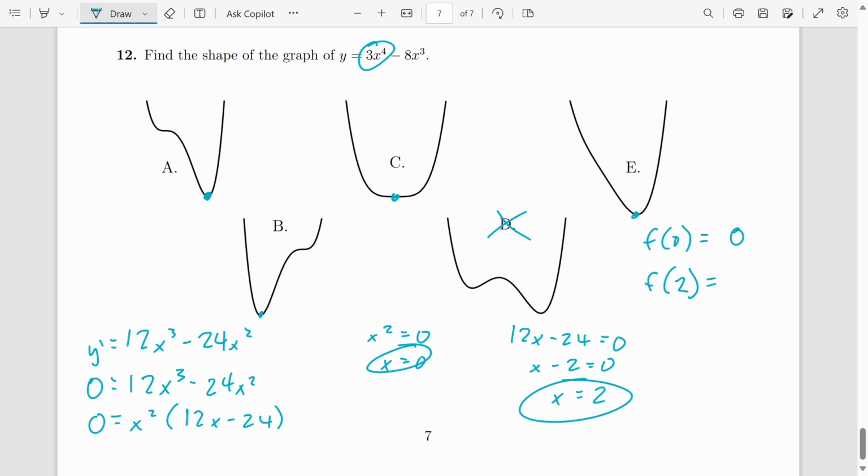So this is going to be 3 times 2 to the 4th minus 8 times 2 cubed. 2 to the 4th is 16. 16 times 3 is 48 minus 8 times 2 cubed. So 2 cubed is 8, and 8 times 8 is 64. This is going to be negative 16 up there. Cool, so we found our f of 2, which is below 0, and it's also to the right of it. So that looks like it's going to match A.